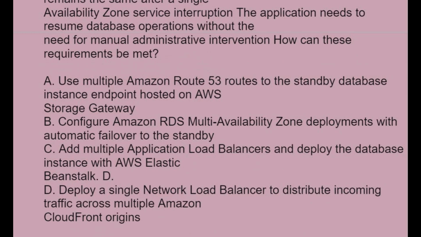Option A, use multiple Amazon Route 53 routes to the standby database instance endpoint hosted on AWS Storage Gateway. Option B, configure Amazon RDS multi-availability zone deployments with automatic failover to the standby. Option C, add multiple application load balancers and deploy the database instance with AWS Elastic Beanstalk. Option D, deploy a single network load balancer to distribute incoming traffic across multiple Amazon CloudFront origins. Correct answer is option B.